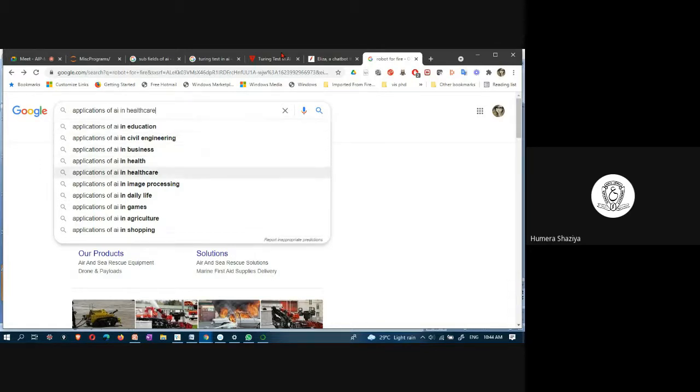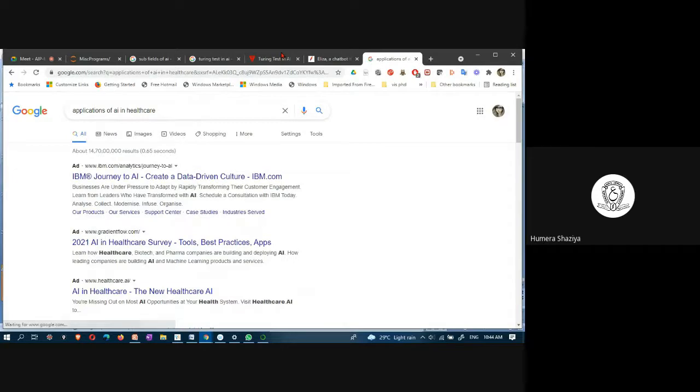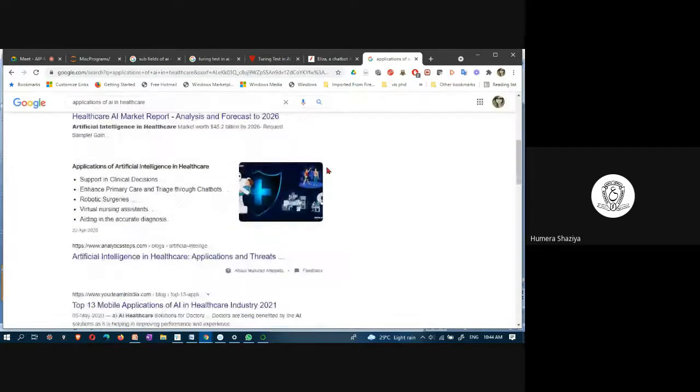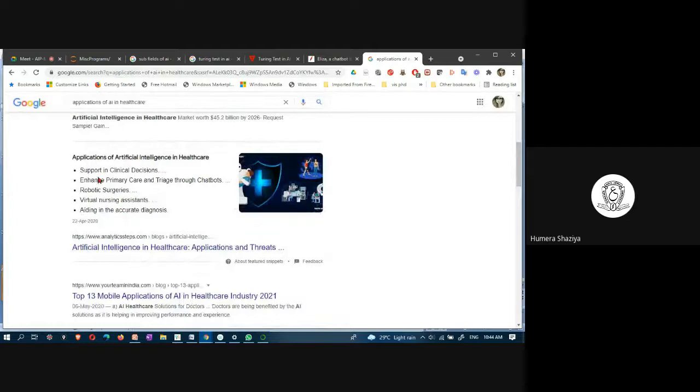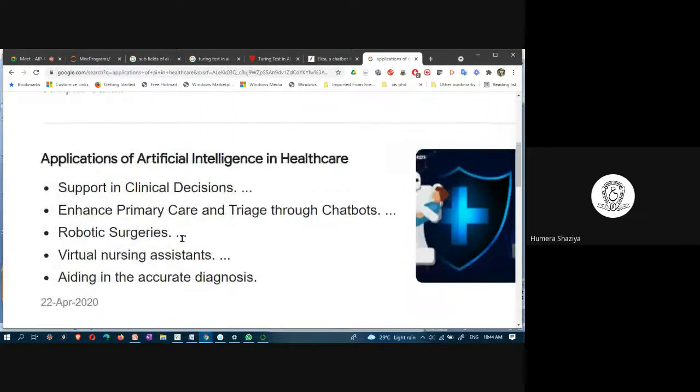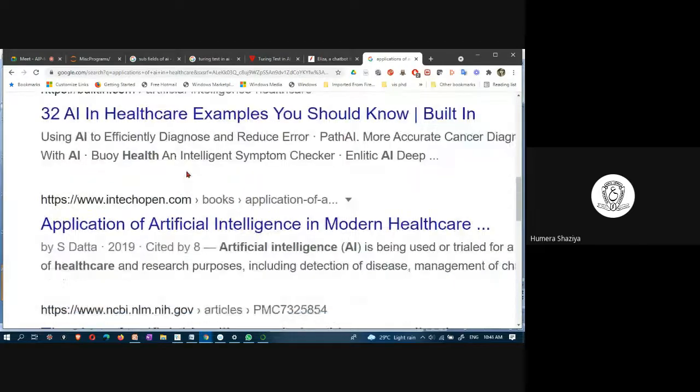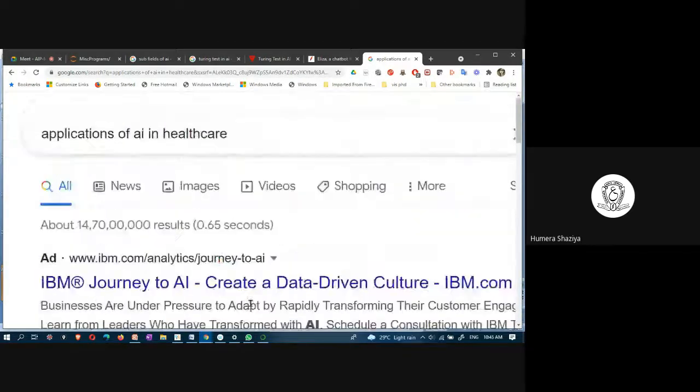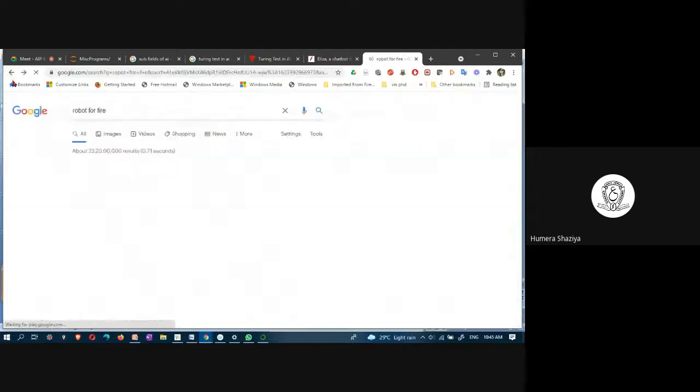Applications of AI in healthcare. AI can support clinical decisions and enhance primary care. There are robotic surgeries. There is a virtual nursing assistant. It helps in accurate diagnosis. AI is doing a lot in healthcare, not only in healthcare, in every domain. AI is contributing.